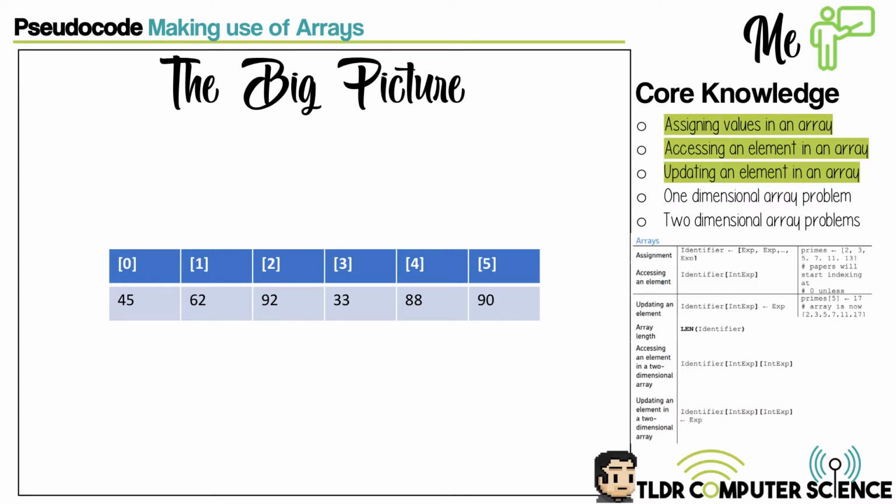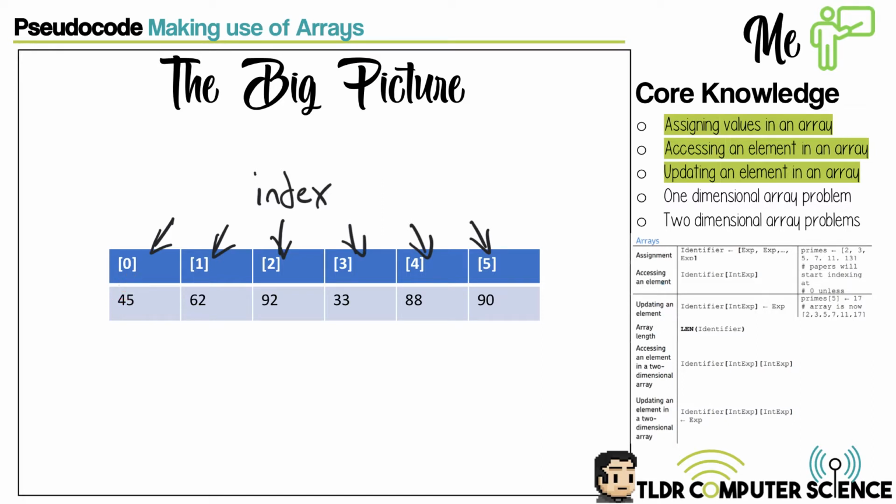This is a one-dimensional array, and we need to learn a few terms. If you can see here, there are some numbers going from 0 to 5. That is called the index. So if I say what's at index 3, you will quite clearly see that it is 33. What's at index 1? It's 62, and this is something that you need to get your head around: the index, unless said otherwise, will start at 0.